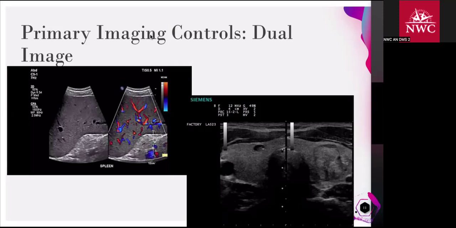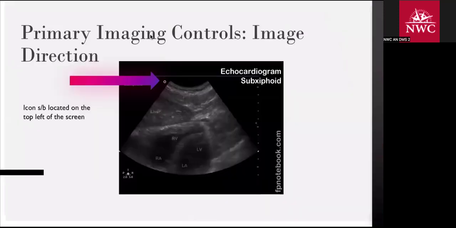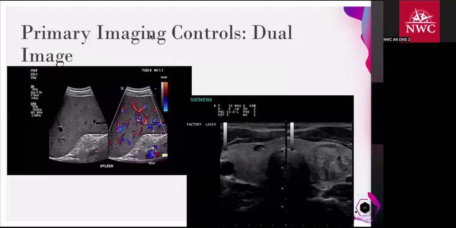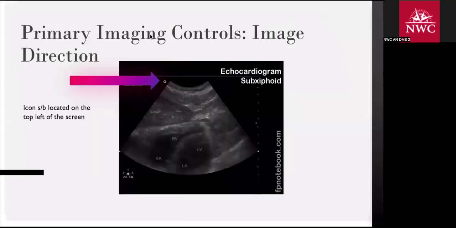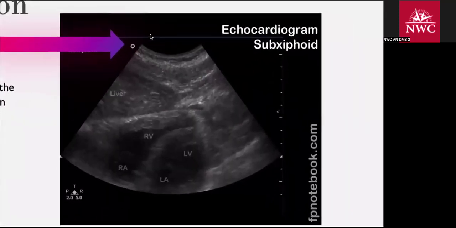Another thing I want you to know is image direction. We don't talk about this a whole lot, but every single image will have some sort of icon in the corner. This should always be on the top corner, and that's when your image is accurately positioned. If it's flipped, and you see this icon on this side, then your entire image is reversed.